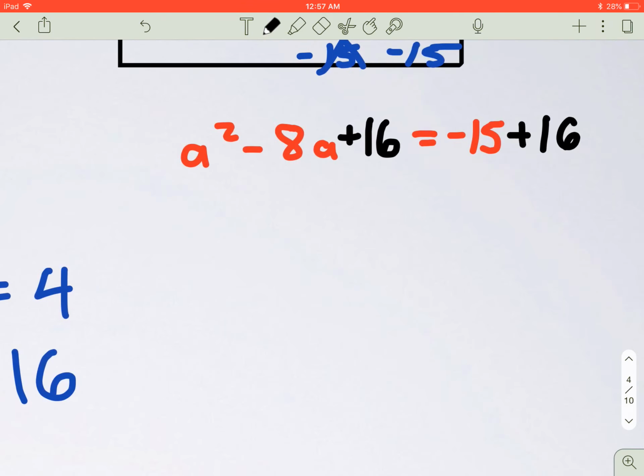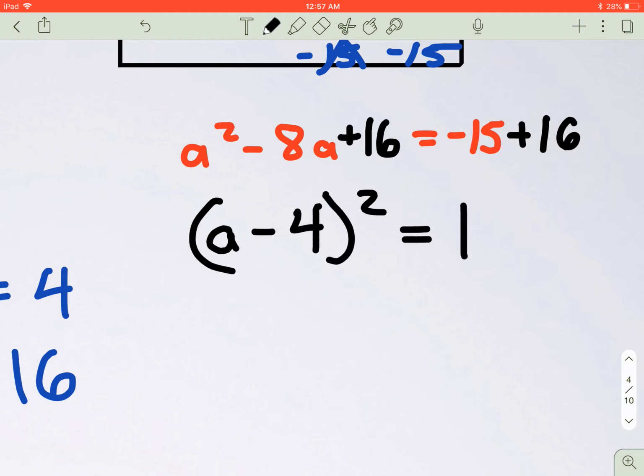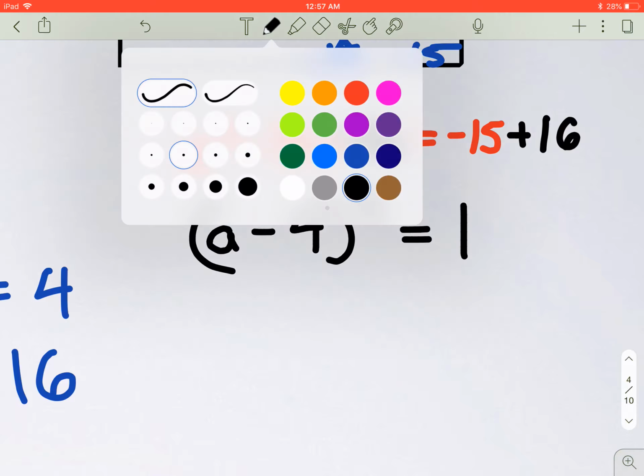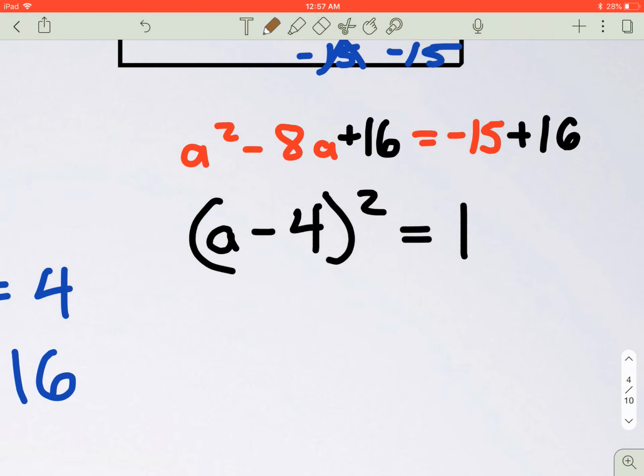That would factor down to a minus 4 squared equals a positive 1. It's a minus 4 because I need two numbers that multiply to be a positive 16, but add together to become negative 8. So that's why it's a minus sign there. So now if I want to solve this, I have to isolate my variable.